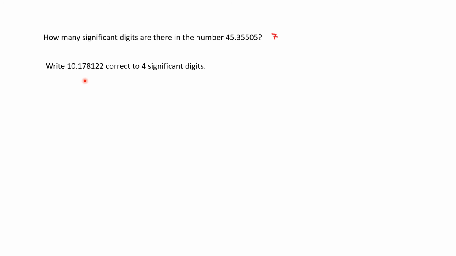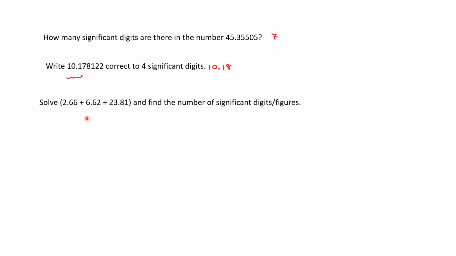Write 10.178122 to 4 significant digits. So we are going to find 4 significant digits in here, and then we are going to round, and that makes it 10.18.